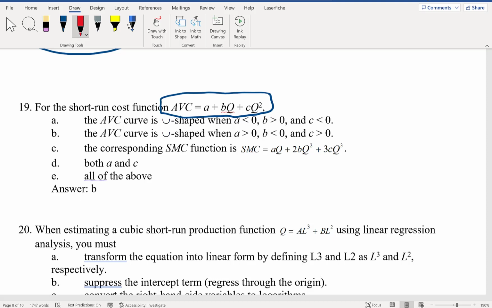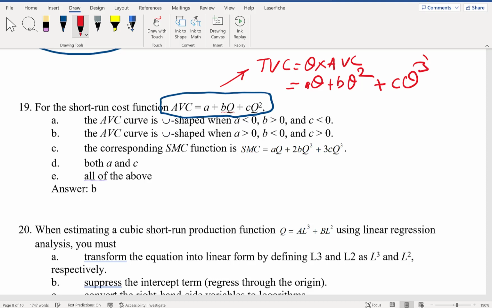plus BQ plus CQ raised to the power 3. This actually corresponds to a cubic cost function. Why? Because total variable cost, which is Q times average variable cost, is going to look like this: AQ plus BQ raised to the power 2 plus CQ raised to the power 3. This is cubic form. But the question is not asking that. I just want to insert some information while we're at it.